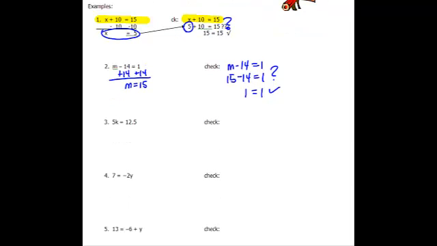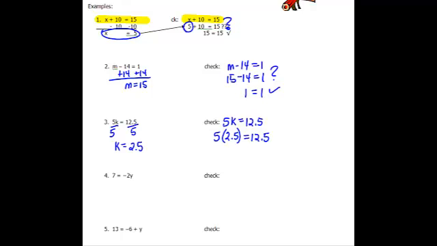5k equals 12.5. So what am I going to do? You got it. Divide by 5 on both sides. When I divide that out, I get k equals 2.5. To check it, I'm going to rewrite the original equation. 5k equals 12.5. Does 5 times 2.5 equal 12.5?